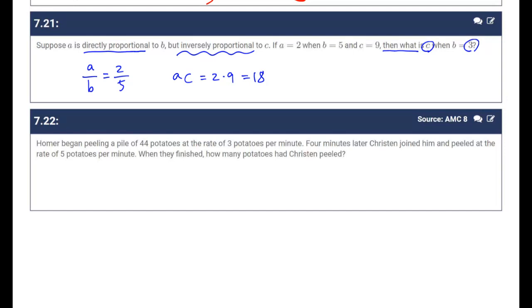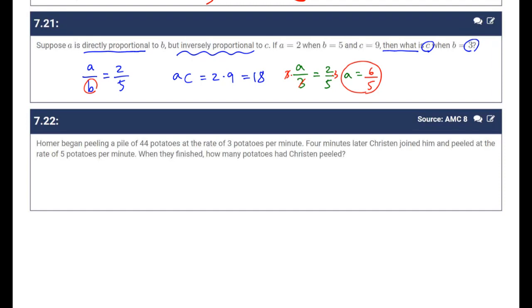Well, the only place I see B is right here, so I'm going to use that one right there. So A over 3 instead of B should equal 2 over 5. That means A equals, if you multiply by 3 and 3 here, A alone equals 6 over 5. So that's the A value.